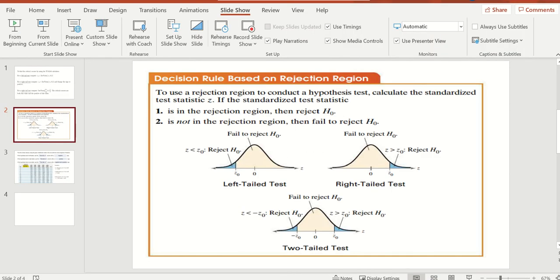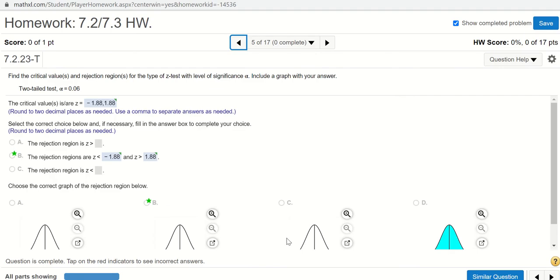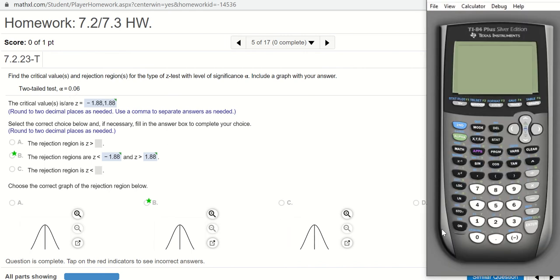As an example, one of the questions you might see on the homework would be something like this. They say, find the critical value and the rejection region for the z-test with a level of significance alpha. Include a graph with your answer. Here is a two-tail test with alpha equal to 0.06. So we would go to our calculator.